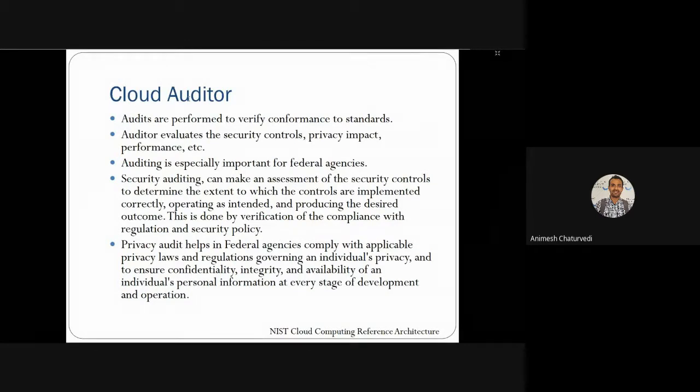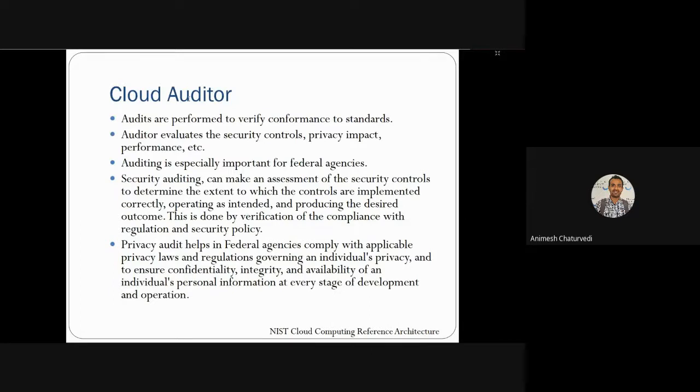Then auditing is especially related to some of the federal agencies. What are the federal agencies? They are a standard agency in a country, in a state, or in a company. So they are said to be federal agencies. Then security auditing, which is an important type of auditing, and privacy auditing second. These two are the important examples of cloud auditing.